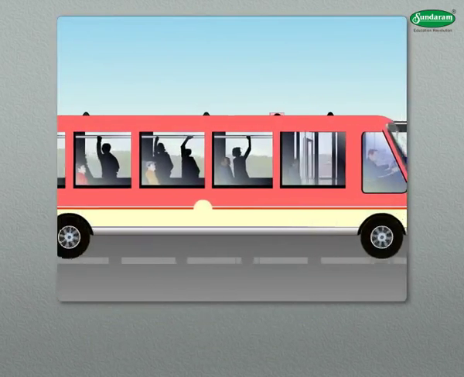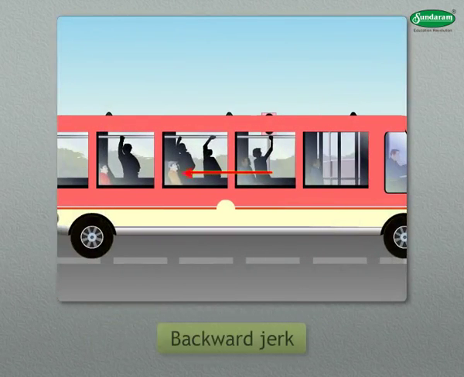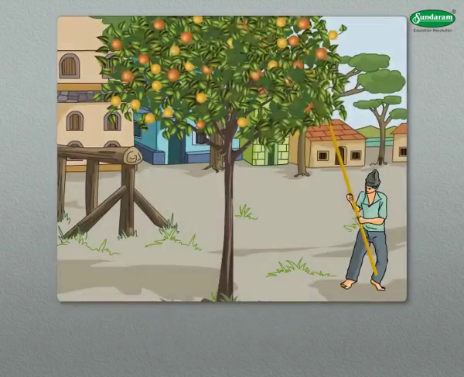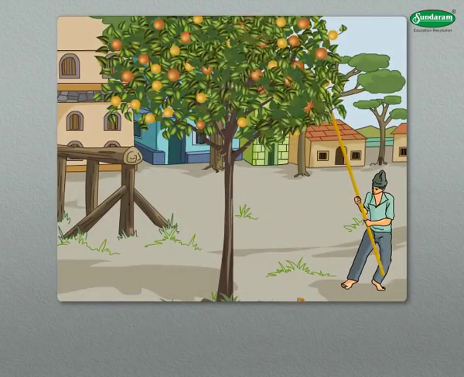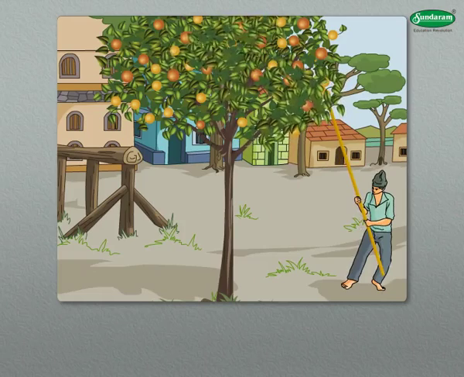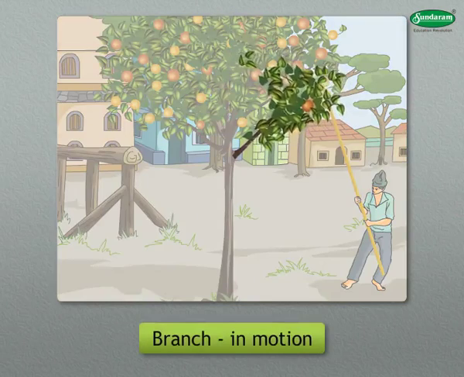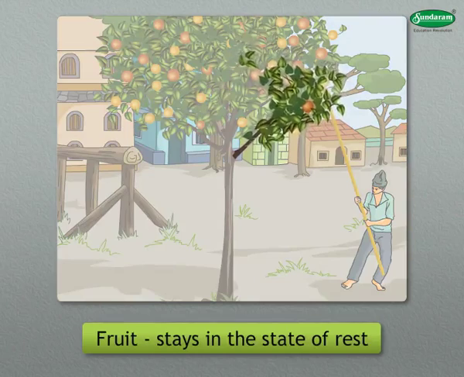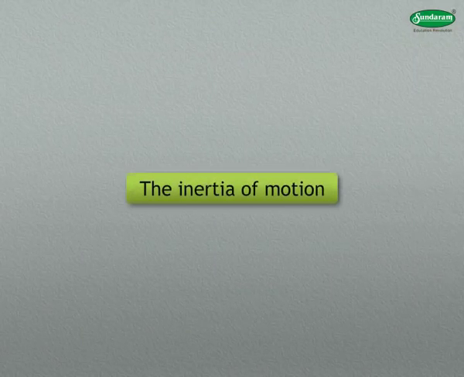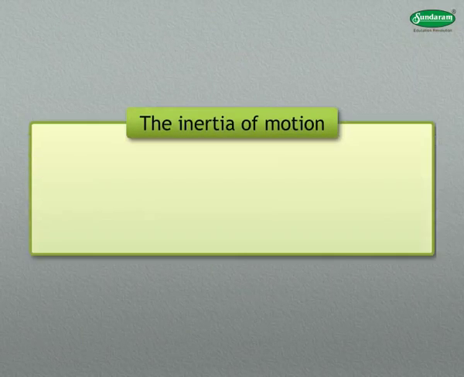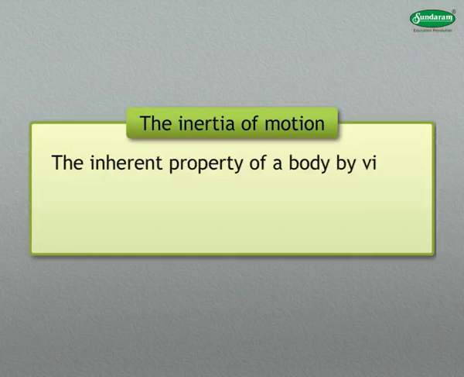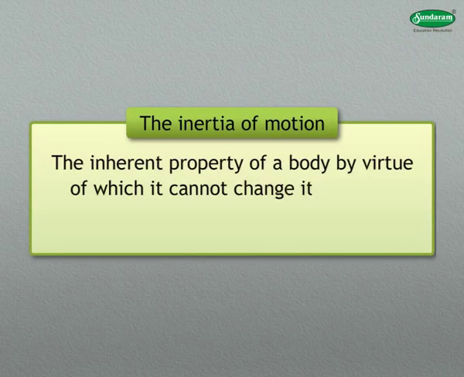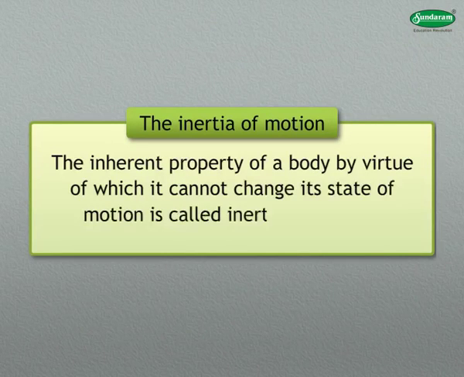When a bus starts suddenly, the passengers receive a backward jerk. A fruit falls down from a tree when the branch is shaken. This is because the branch is set into motion, but the fruit stays in the state of rest. The second type of inertia is the inertia of motion. The inherent property of a body, by virtue of which it cannot change its state of motion, is called inertia of motion. Let us see a few examples.